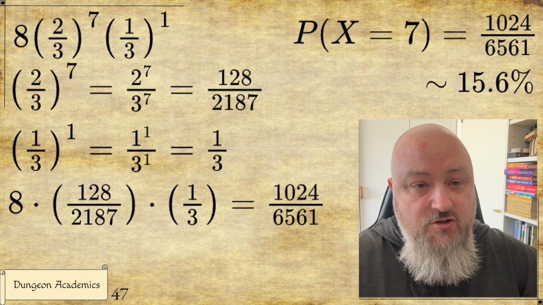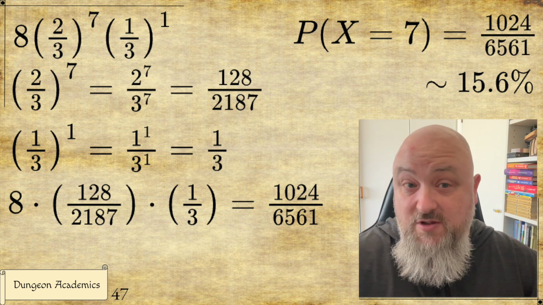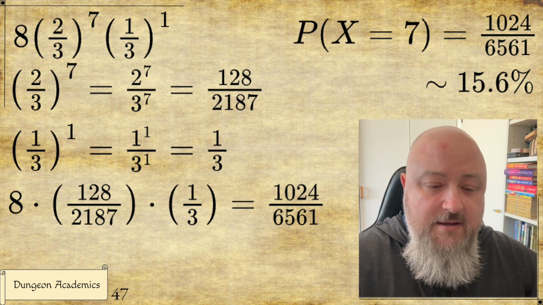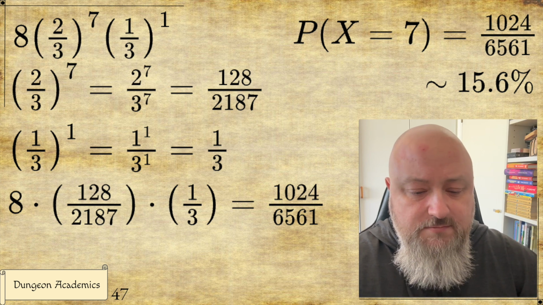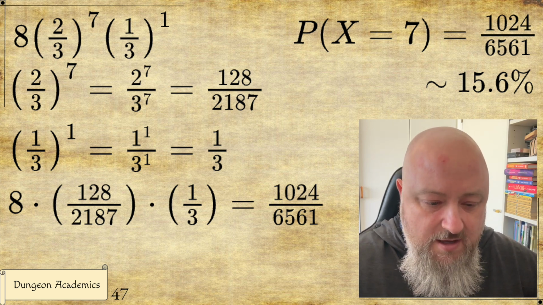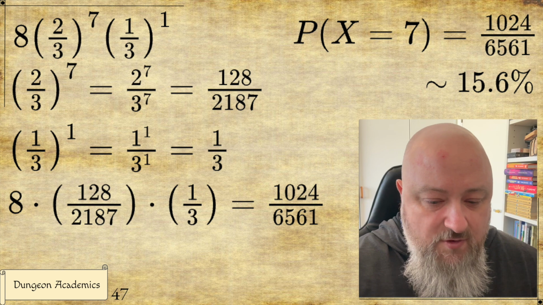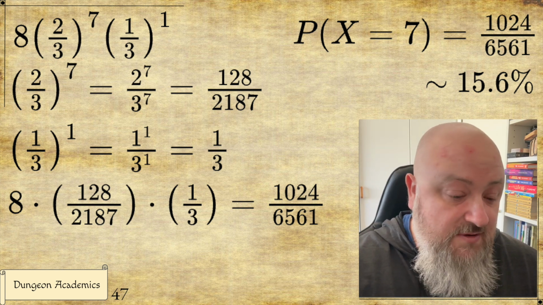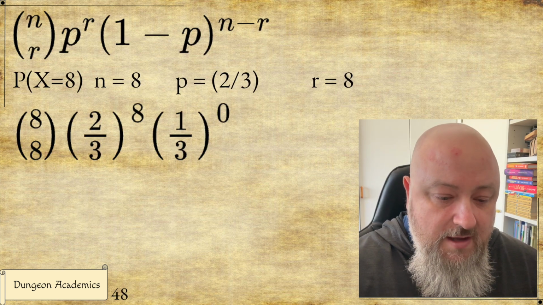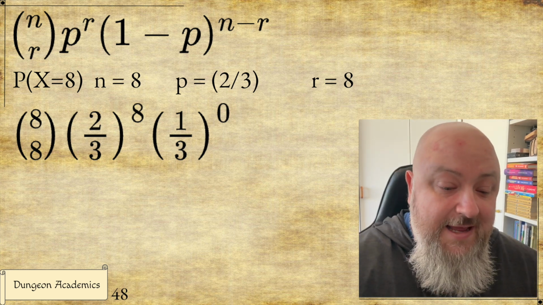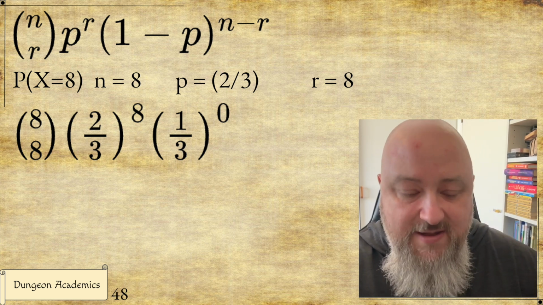So we have 7 successes, so that's 2/3 to the power of 7, and 1 failure, so that's 1/3 to the power of 1. We multiply all these together, we get 1024 over 6561. Now we can look at the probability of getting 8 successes out of 8 events.